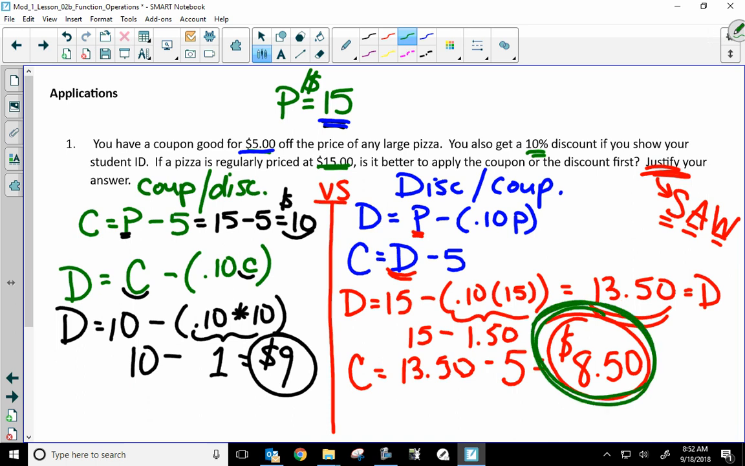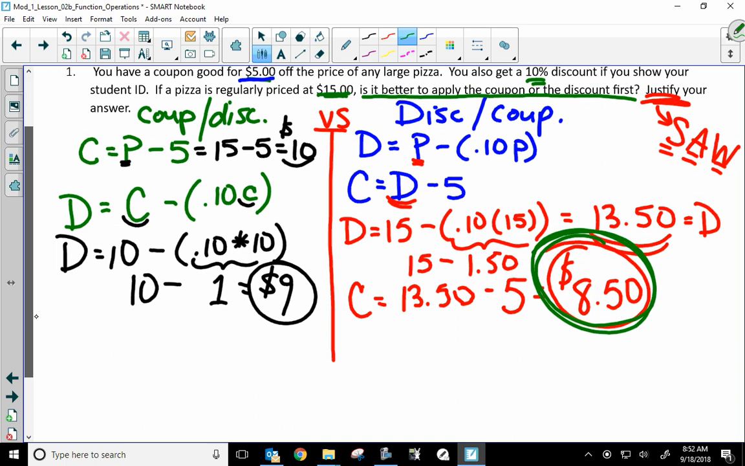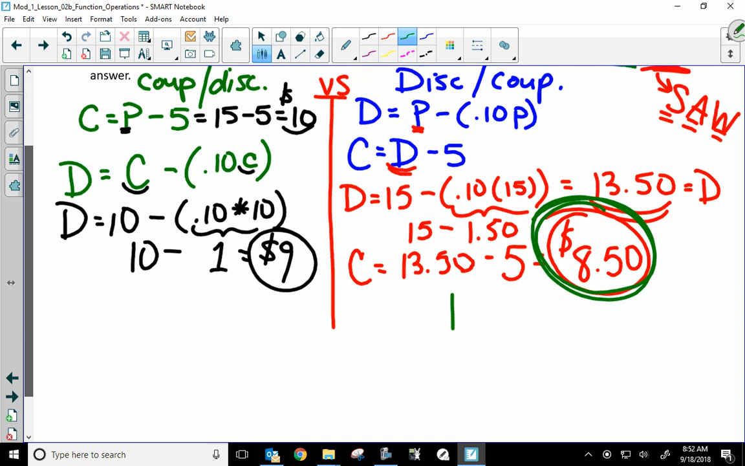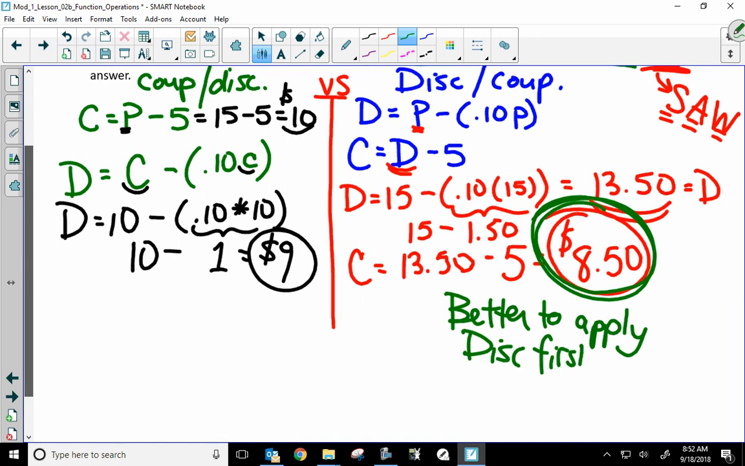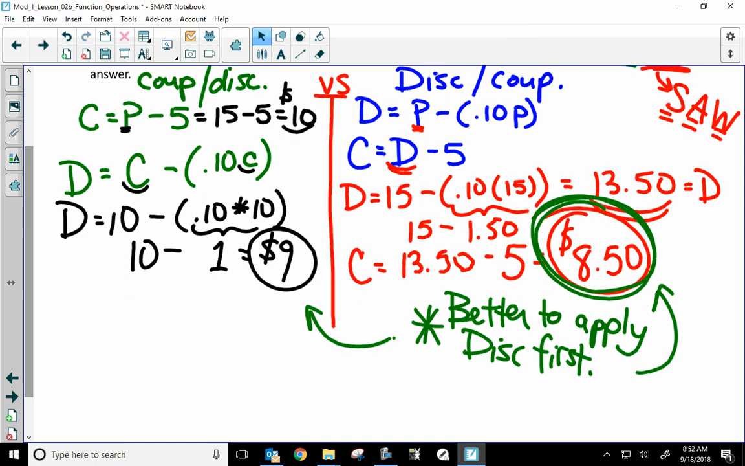They want to know, okay, is it better to apply the coupon or the discount first? Well, you need to state that, okay? Justification for your statement is this math. But you need to state it's better to apply discounts first. Okay, this is your answer right here. This is your justification, okay? Both of those, that math work is your justification for your answer. So make sure you actually answer the question, all right?